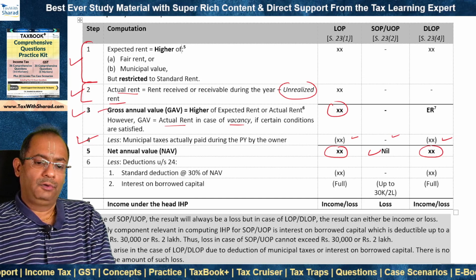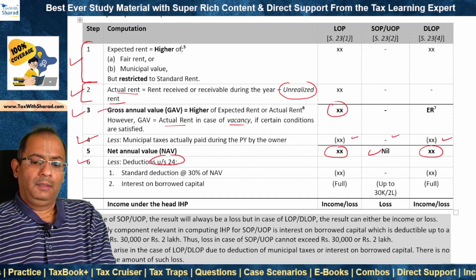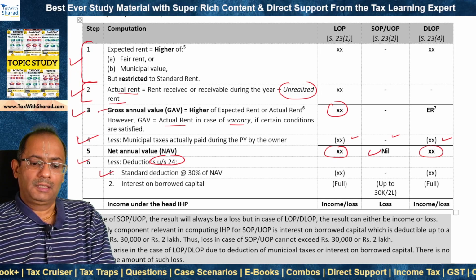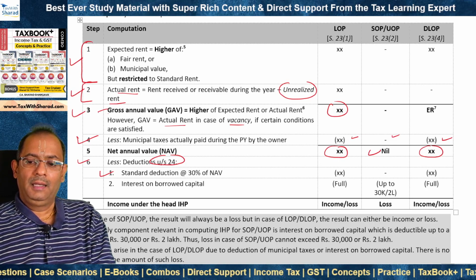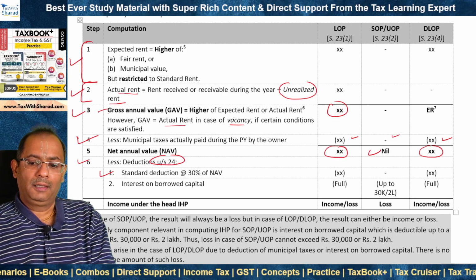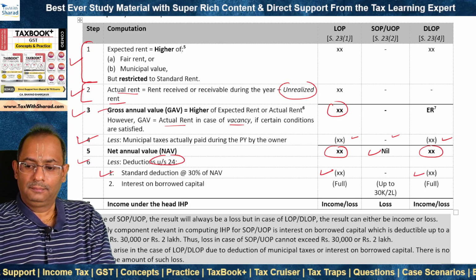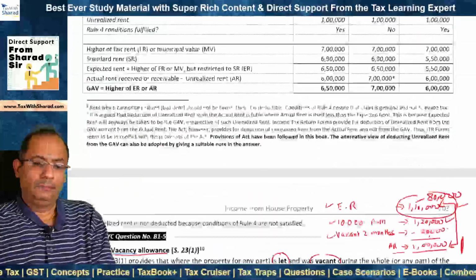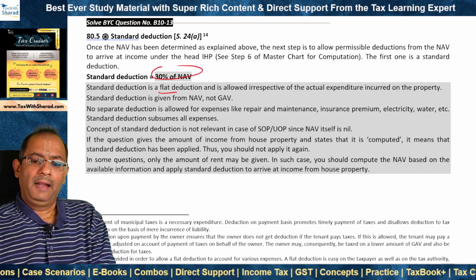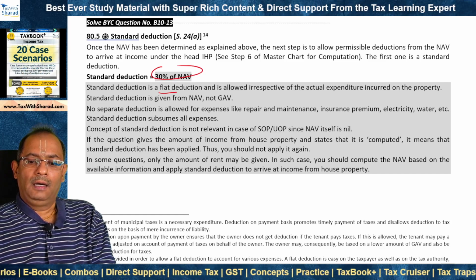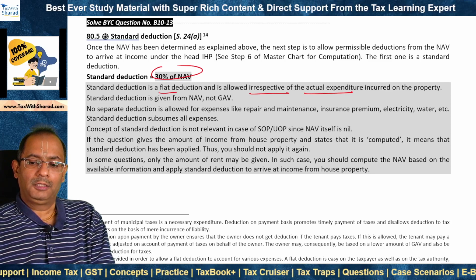From the NAV, as we noted already, we provide deductions under section 24. There are two deductions which are provided. The first is a standard deduction, which is provided at the rate of 30% of NAV. Since the NAV is nil for SOP or UOP, standard deduction is provided only in the case of LOP or DLOP. So standard deduction is 30% of NAV. It is a flat deduction and it is allowed to this extent irrespective of the actual expenditure incurred on the property. The actual expenditure doesn't matter.